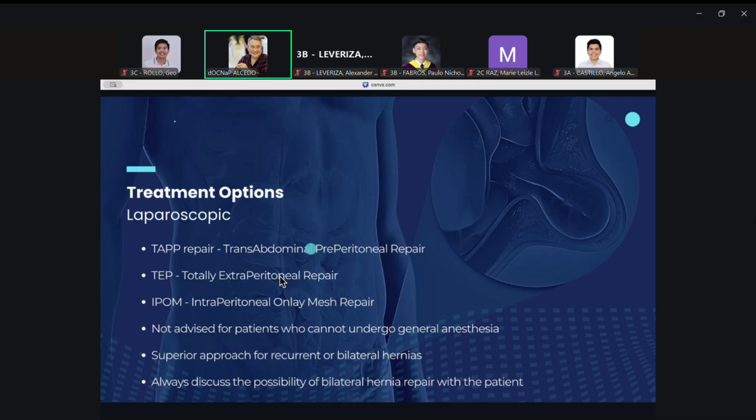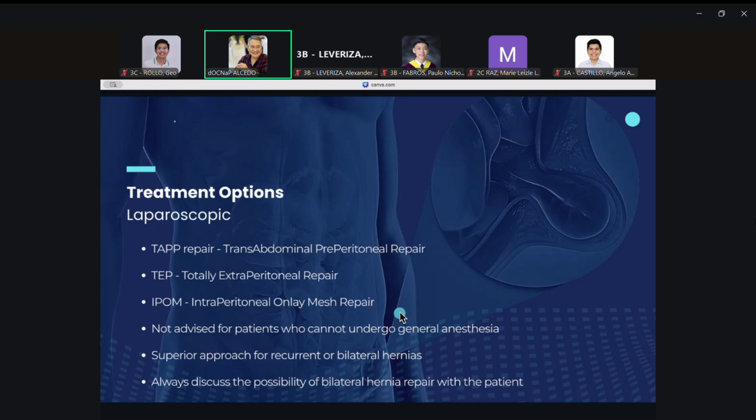Now, in contrast to your TEP, which is totally extraperitoneal, you don't penetrate the intra-abdominal area. No, you totally perform it extraperitoneally. So it's totally extraperitoneal. Okay, and of course the IPOM technique, no, which is an onlay mesh repair.